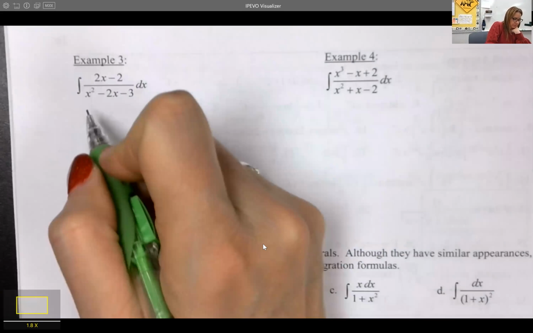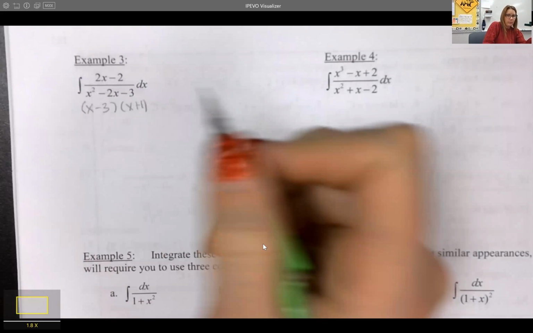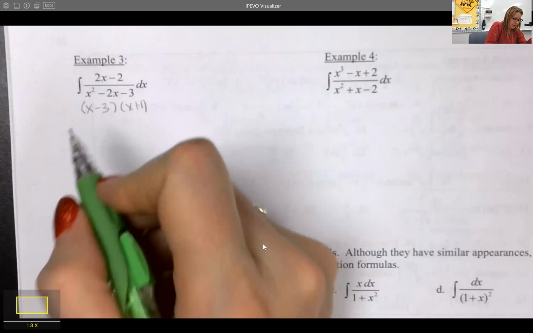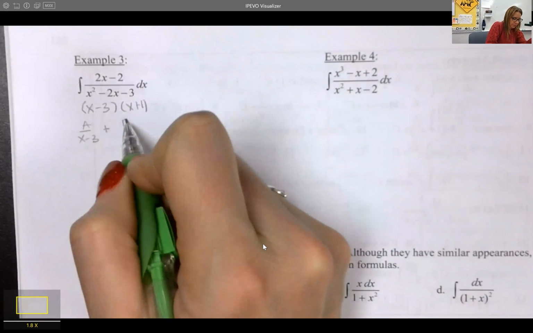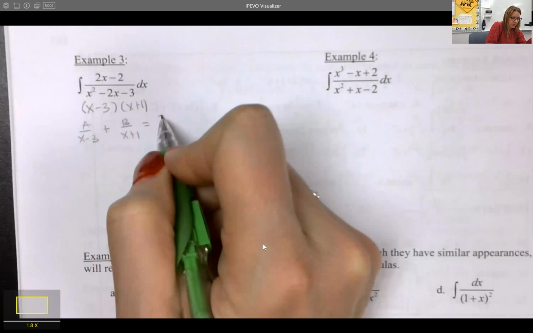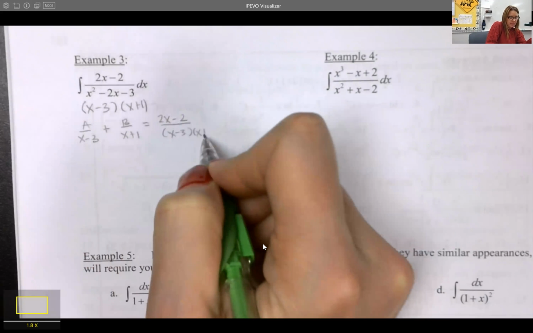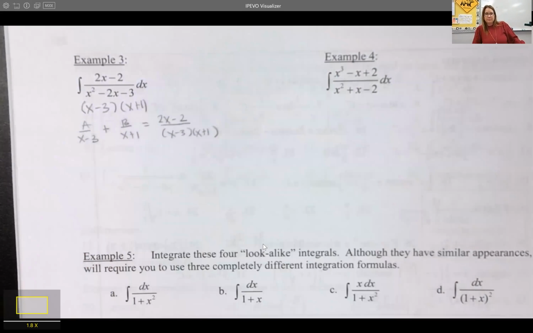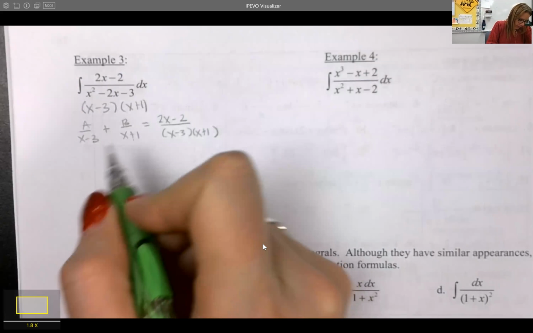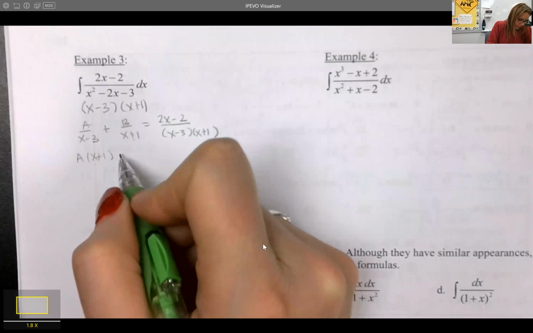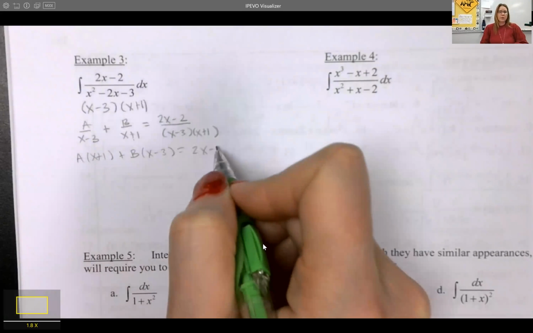So we factor, then we set it up so that it's a over x minus 3, b over x plus 1 equals 2x minus 2 over both of them, x minus 3 and x plus 1. Okay, so I'm going to say a multiplies by x plus 1, b multiplies by x minus 3, and that leaves me with 2x minus 2.